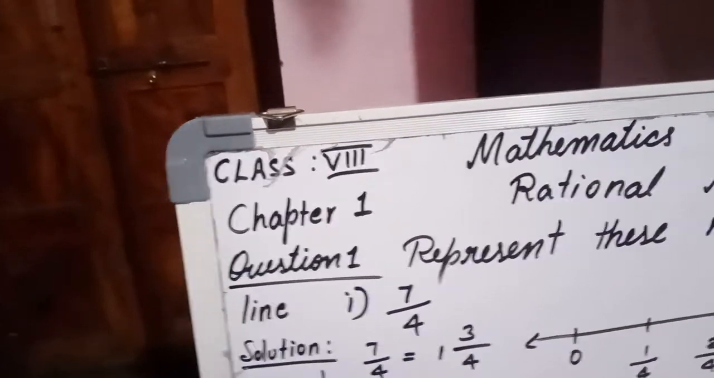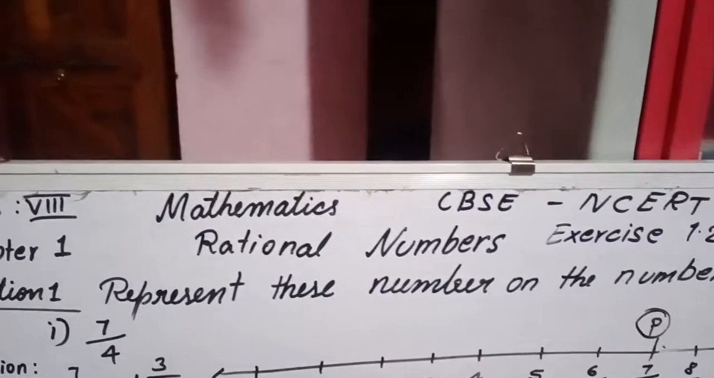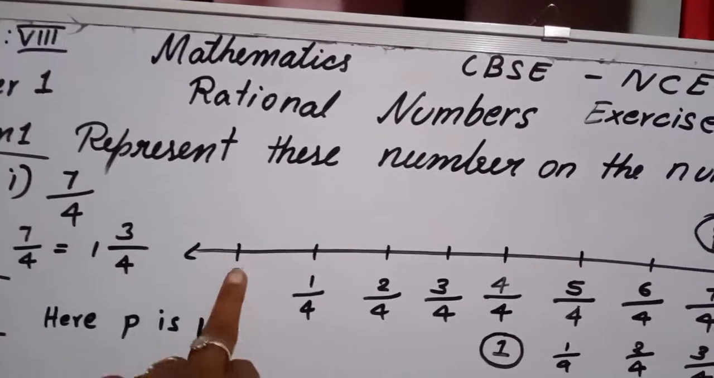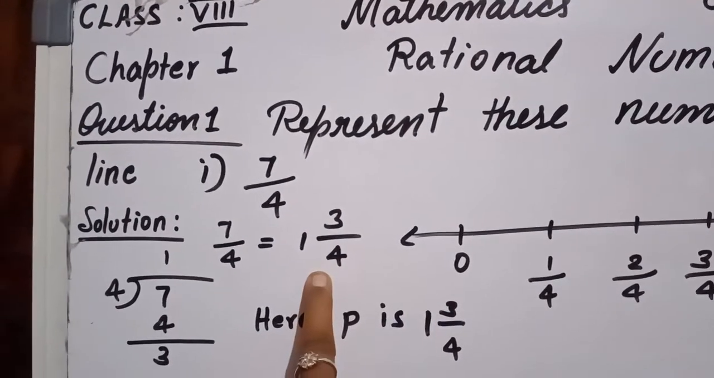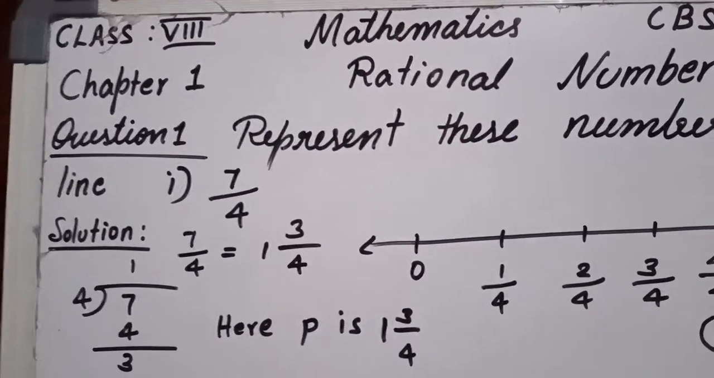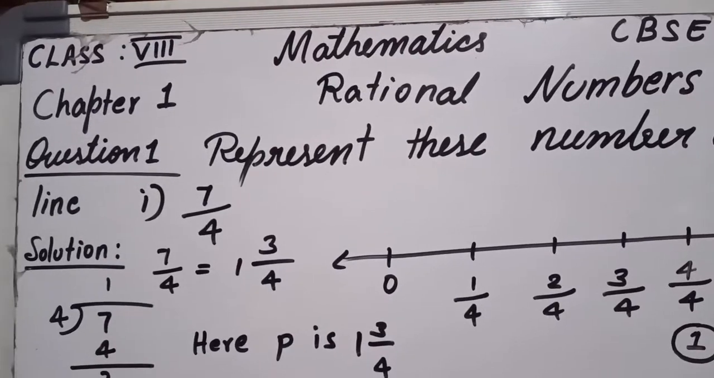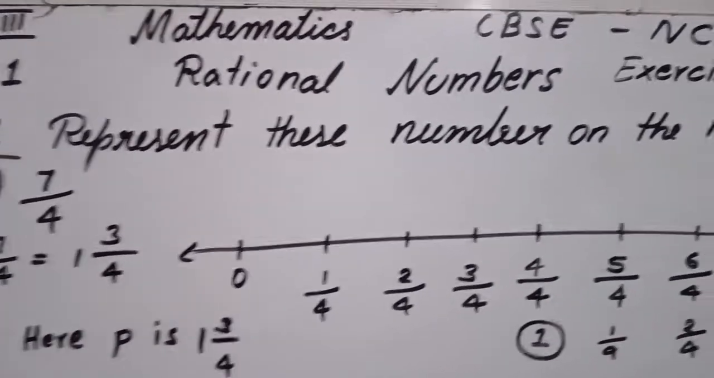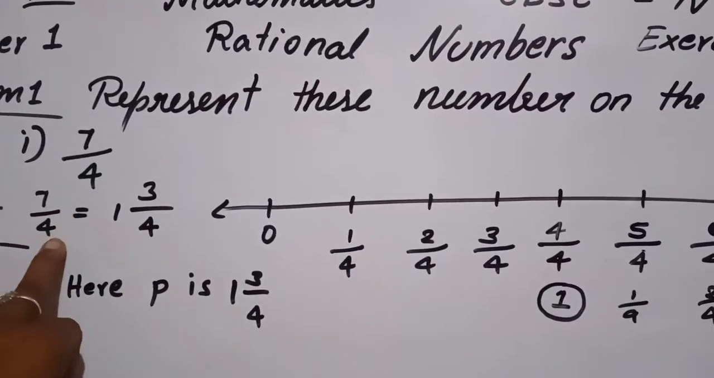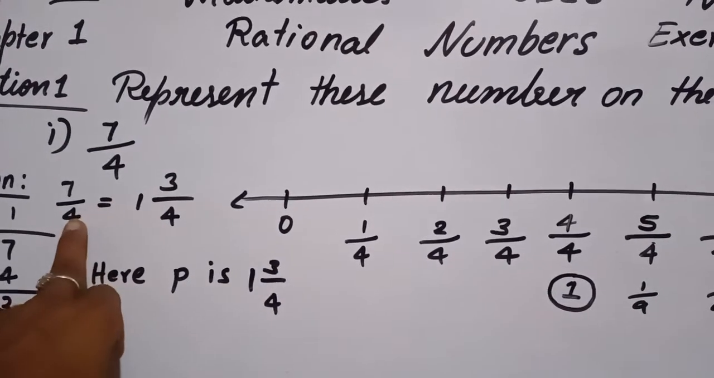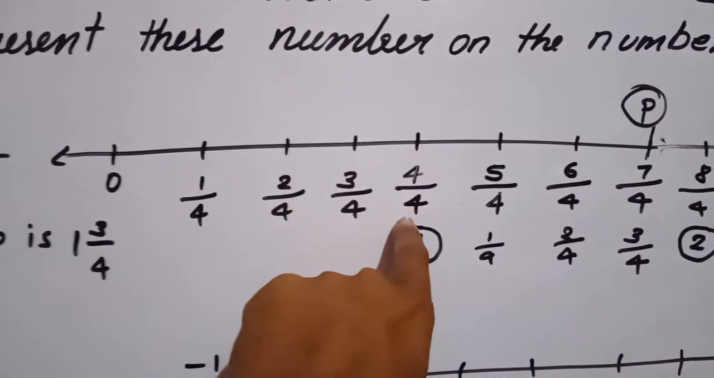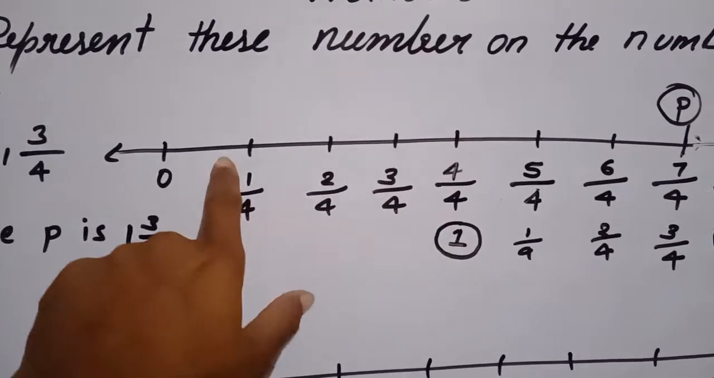Let us draw a number line and we can represent the rational numbers on it. How can we represent? See, first by looking at the number you can decide whether it is on the left side or the right side. This is a positive number, so we are going to represent it on the right side. So I am going to take all the positive numbers. 0, 1 by 4, because the denominator is 4. So 1 by 4, 2 by 4, 3 by 4, 4 by 4. The denominator indicates the total number of parts.